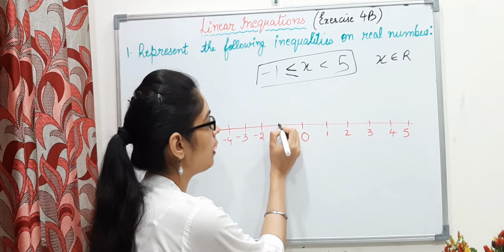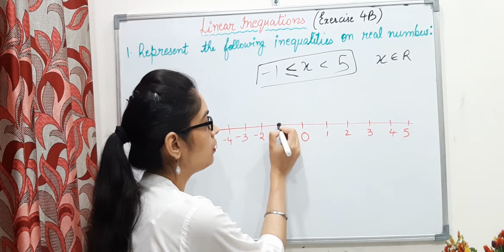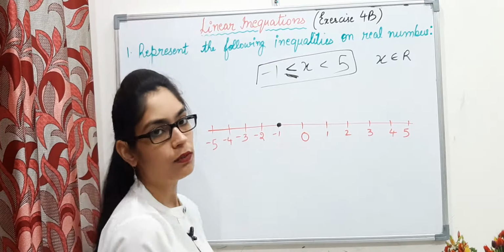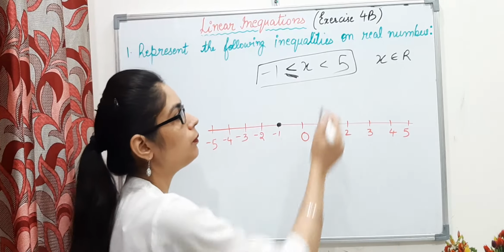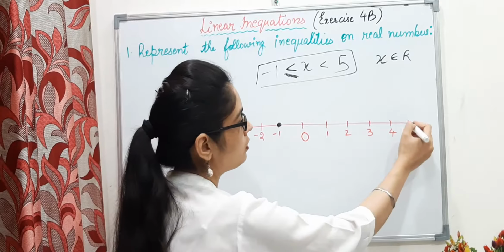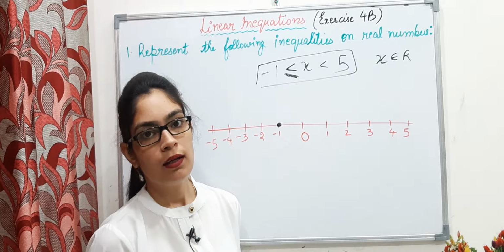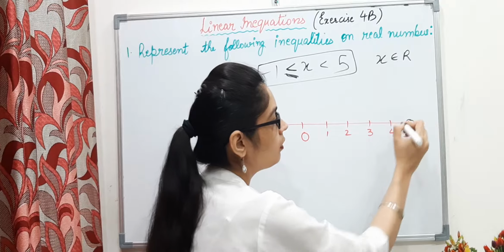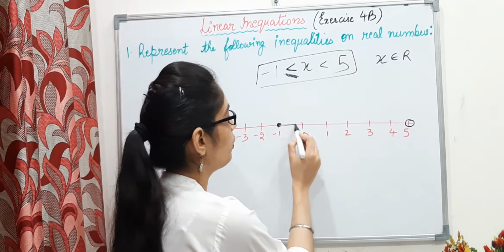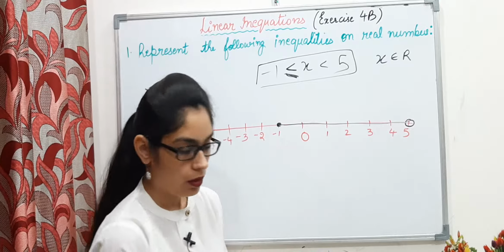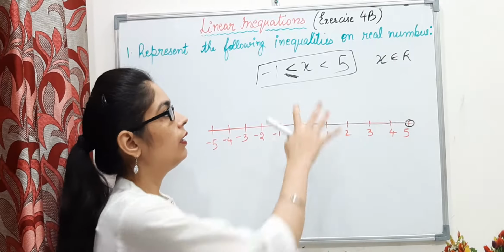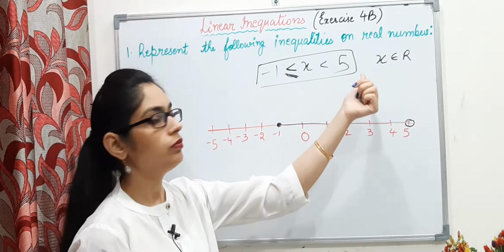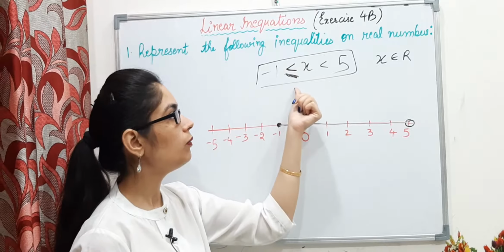So, how to draw this point? On minus 1, I will draw one dark circle or dark dot. When the sign of equality is also there, we have to draw this dark dot on that point. Now, the other point is 5. Only the less than sign is there, equality is not there. So, for this sign we will draw one small circle and we will join these 2 points. When x belongs to real numbers, this is the range of x, minus 1 to 5, minus 1 is less than or equal to x.